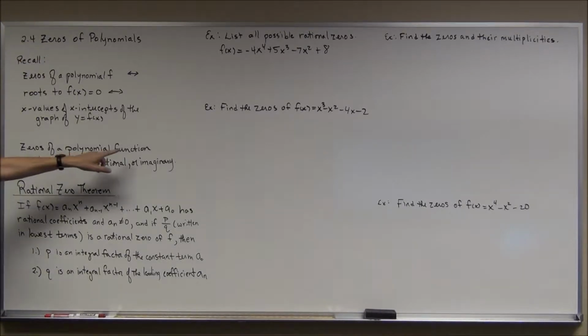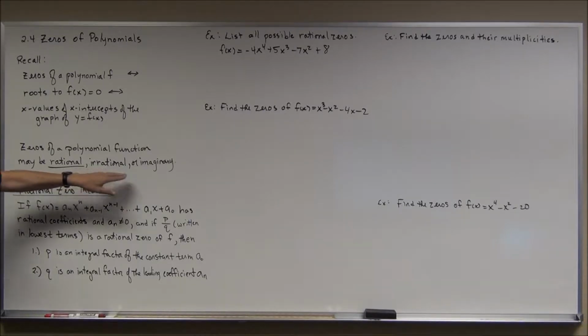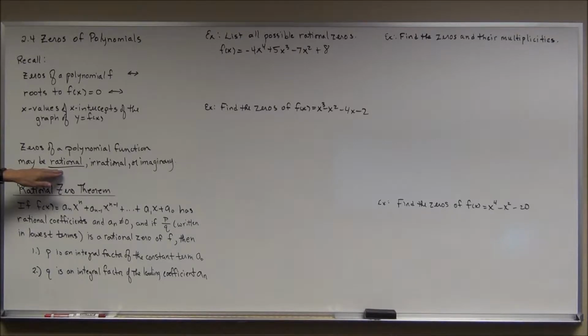The zeros of a polynomial function don't always have to be nice numbers. They don't always have to be integers. Sometimes they're rational, sometimes they're irrational, and sometimes they're imaginary. So we're going to have to use some algebra skills of factoring to help us, but we do have a key theorem that helps us to locate rational zeros of a polynomial function, or rational roots of a polynomial equation.